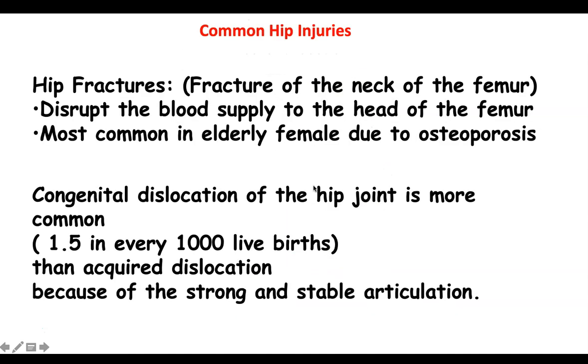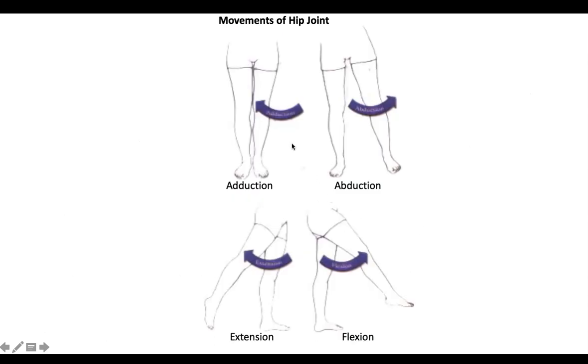Congenital dislocation is also very common in the hip joint, 1 to 5 in every 1,000 births. The major movements of the hip joint are adduction of the thigh, abduction, flexion of the thigh, and extension. For flexion of the thigh, the muscles producing the movement are the iliopsoas, sartorius, rectus femoris, and also the adductors: adductor longus, adductor brevis, adductor magnus. These muscles are the flexors of the thigh.